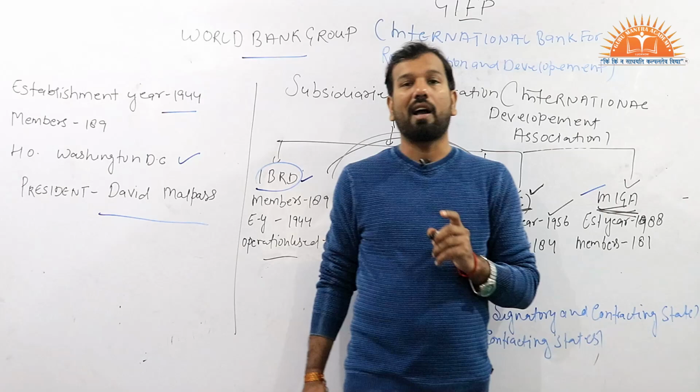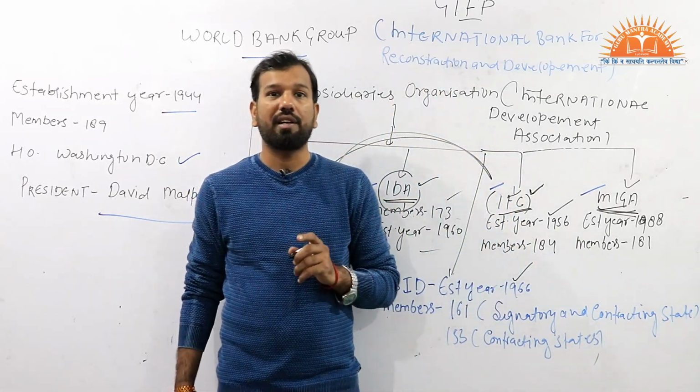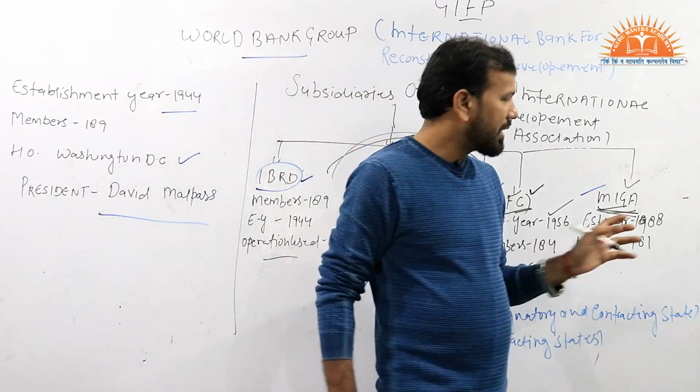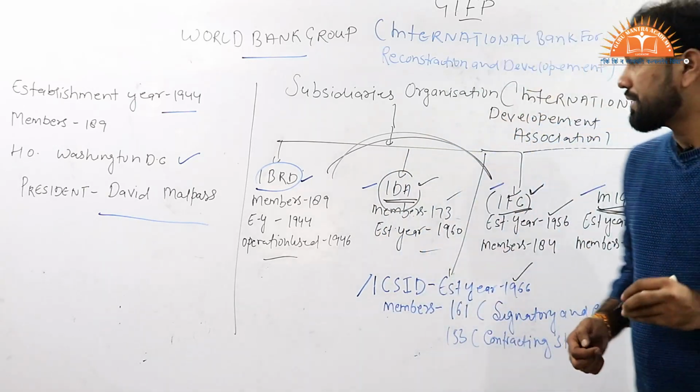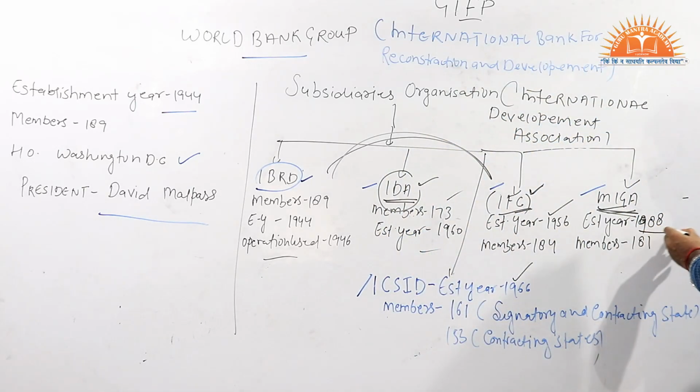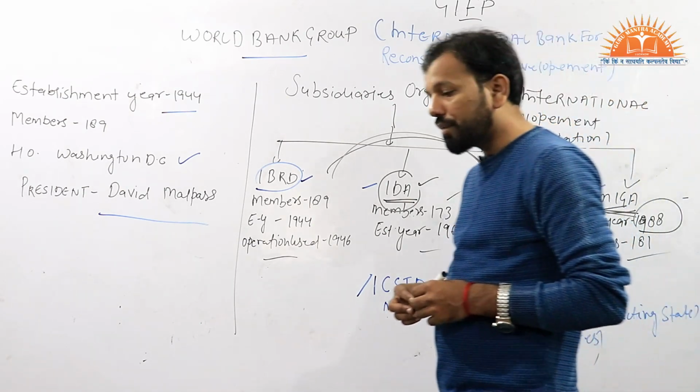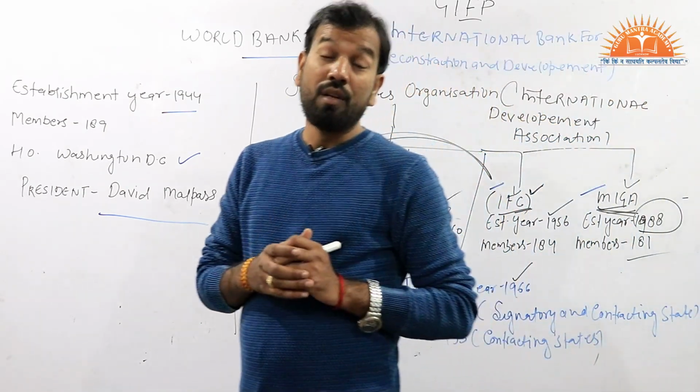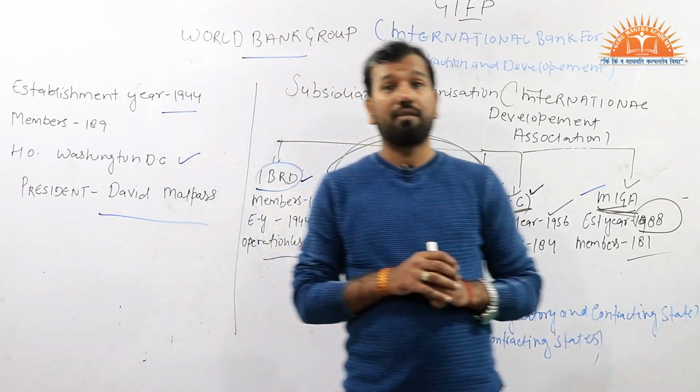M for multilateral, I for investment, G for guarantee, A for agency. So MIGA stands for the Multilateral Investment Guarantee Agency, and it started working in 1988, and 181 countries are members of MIGA. Now what are the objectives and the functions of MIGA?